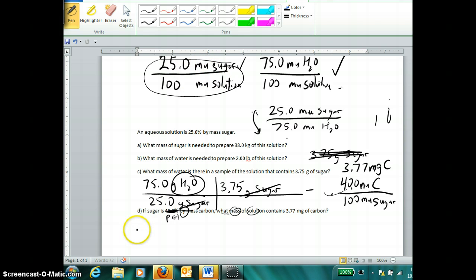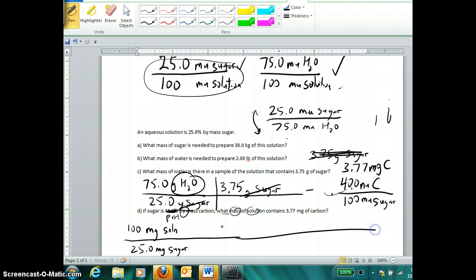I'm going to start the problem by saying there are 100, and I look for good mass units to insert now. Since the mass units given to me in this part of the problem are milligrams, I'm going to call them milligrams of solution for every 25 milligrams of sugar. And there essentially is my answer. But I have to cancel a mass of sugar.